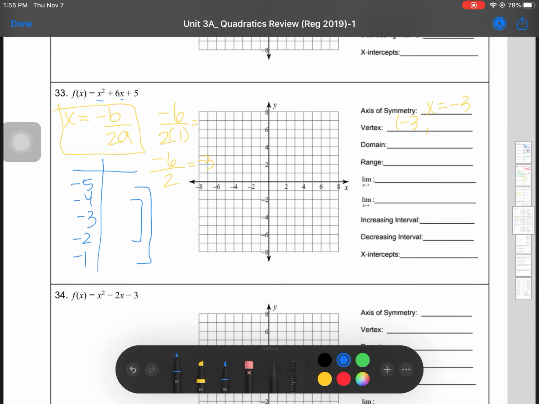Okay, negative 3 squared gives us 9. 6 times negative 3 is negative 18, so it's 9 plus negative 18, which is negative 9, and then plus 5 gives you negative 4. Okay, when you plug in either negative 2 or negative 4, you should get negative 3, and when you plug in either negative 5 or negative 1, you should get 0.